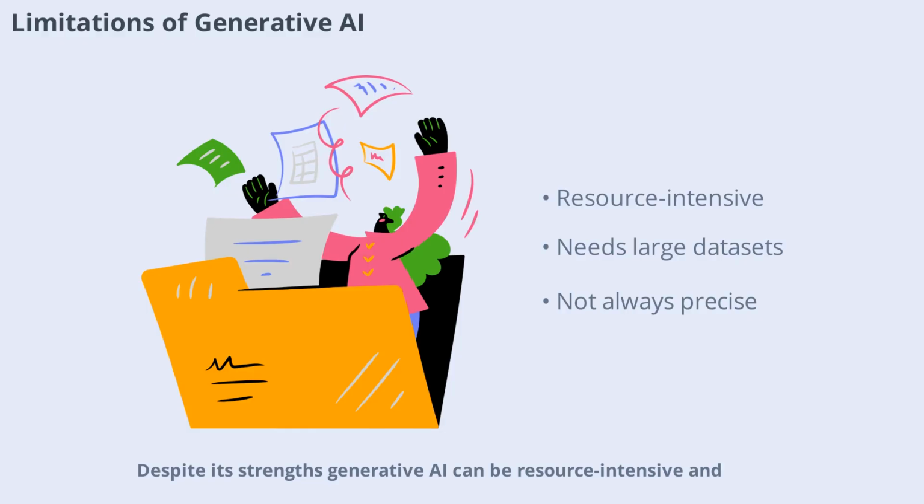Despite its strengths, generative AI can be resource-intensive and sometimes less accurate in classification tasks. Training these models often requires large datasets and significant computational power. Additionally, because they try to model the entire data distribution, they may not always be the best choice for tasks that require quick, precise decisions.